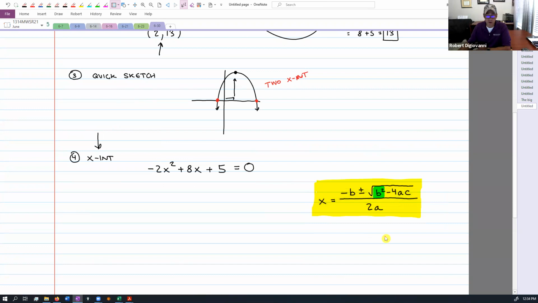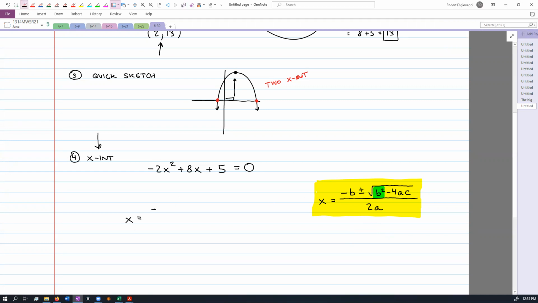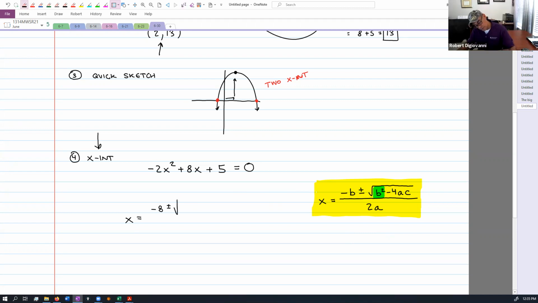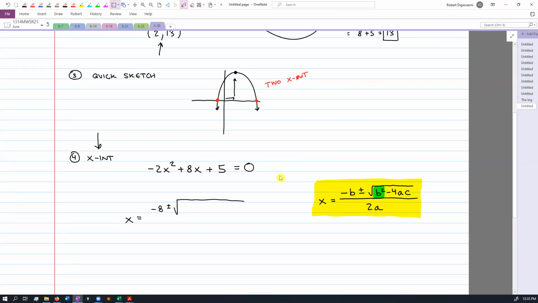Katrina, I want you to help me on this, all right? You ready? I'm going to use that formula, x equals. Give me what is negative b for us, Katrina? Negative 8. So I'm going to write negative 8, then plus or minus the square root. Now we need to square the b, so we need to take that 8 and square it. What's 8 times 8? 64. So we have 64 here.